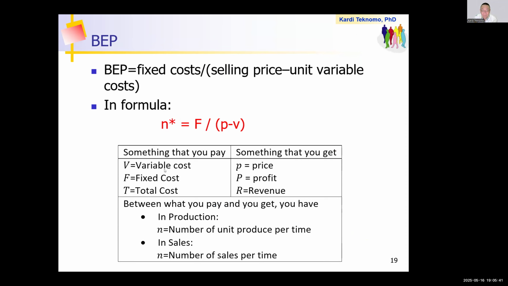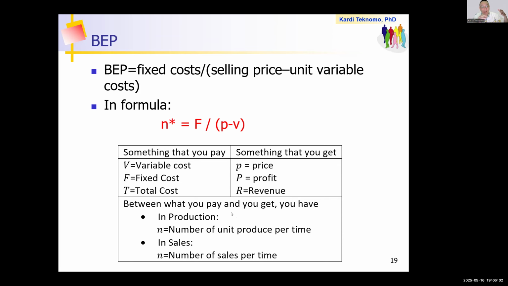Okay, so this is something that you pay, and this is something that you get. The variable cost, fixed cost, total cost, these are the things that you pay, isn't it? The price is something that you get, the profit is something that you get, the revenue is something that you get. So in between what you pay and what you get.